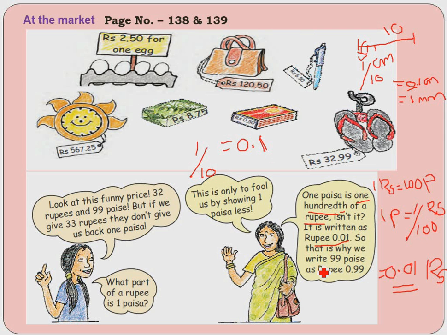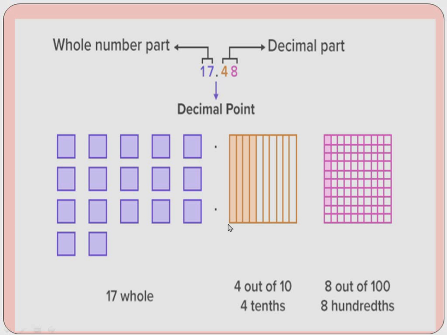Okay children, and similarly 99 paisa, how will you write 99 paisa? As 0.99. At that time I told you 1 by 10 is 0.1, 2 by 10 is 0.2, 7 by 10 can be written as 0.7. Similarly 99 paisa means you will write 0.99 rupee if you want to convert into rupees. Or if 80 paisa is there, 80 paisa into rupee means you will write 0.80 rupees.